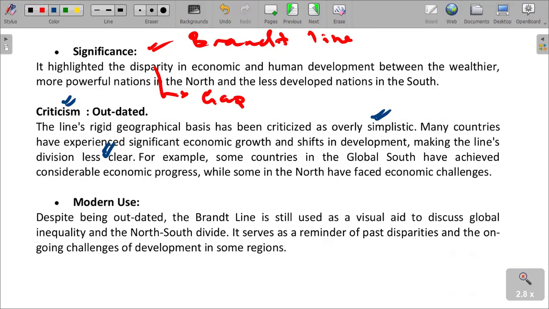So what you need to understand is that it is actually oversimplistic because of its geographical rigidity. Many countries have already experienced significant economic growth, which has resulted in a shift of development, and therefore the line cannot be quite relevant. Some countries in the global south have achieved considerable economic progress, while others in the north have faced economic challenges.